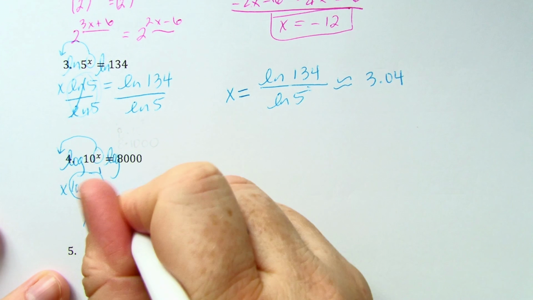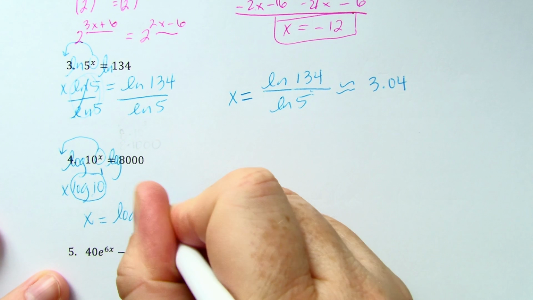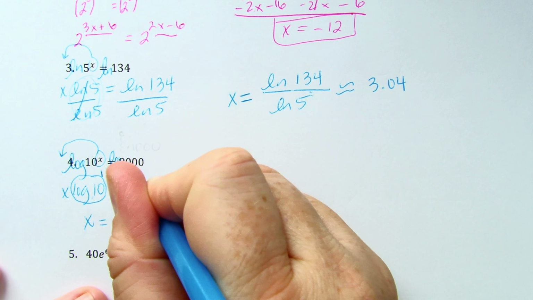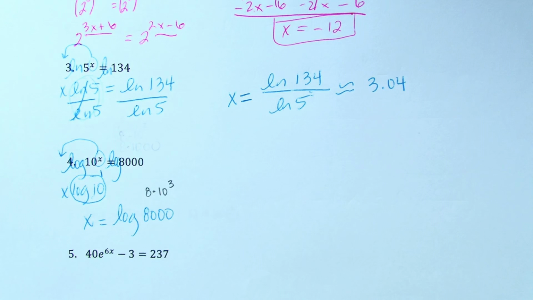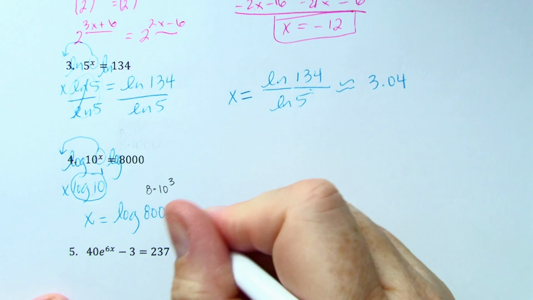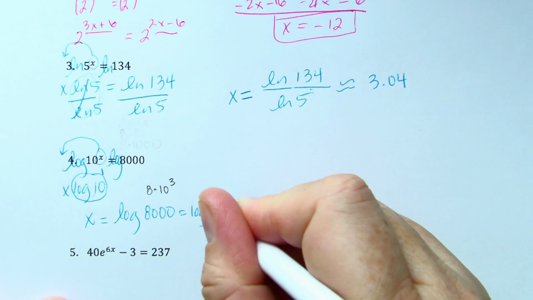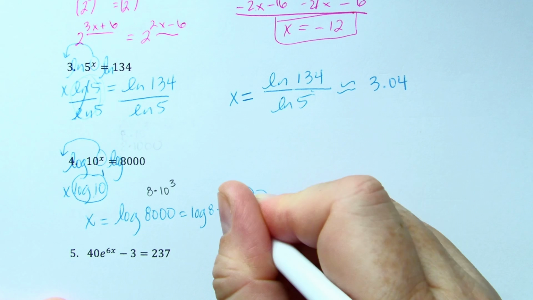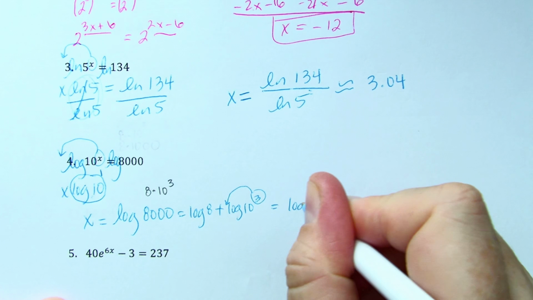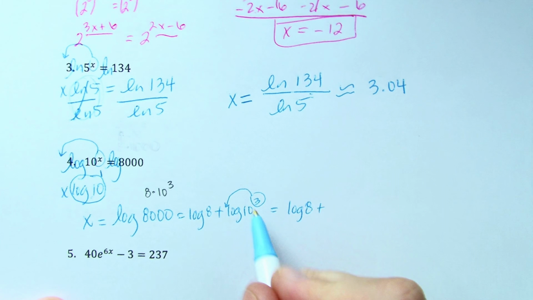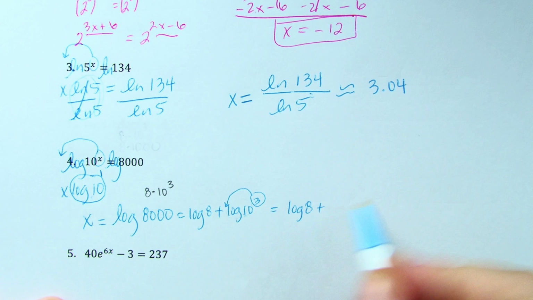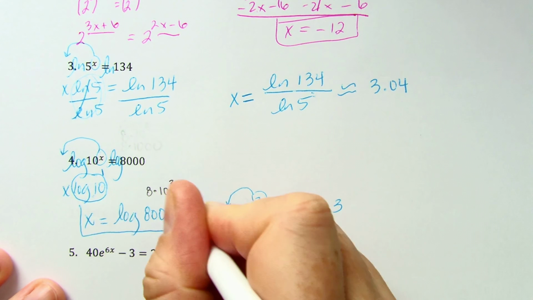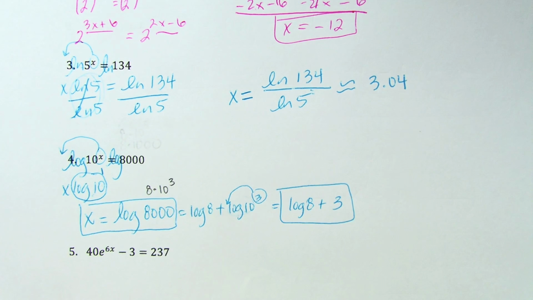And here I have log of 8,000. And technically you could leave it that way, but remember what we just did. This is the same thing as 8 times 10 to the third power. So we could actually expand this. And this 3 could come out front. And remember, log base 10 of 10 is just 1, and 3 times 1 would just be 3. So we could just leave it like that. But this is fine, or you could rewrite it like this.